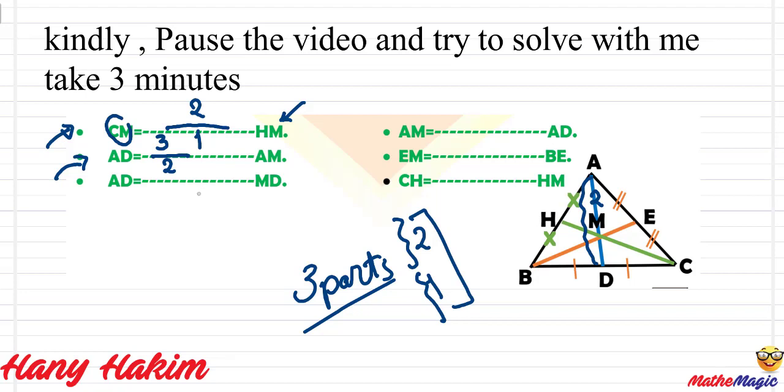Next, AD represents 3 parts of our ratio, MD represents 1. AM represents 2 parts, AD represents 3 parts. EM represents only 1 part, BE represents 3 parts. CH represents 3 parts, HM represents only 1 part.